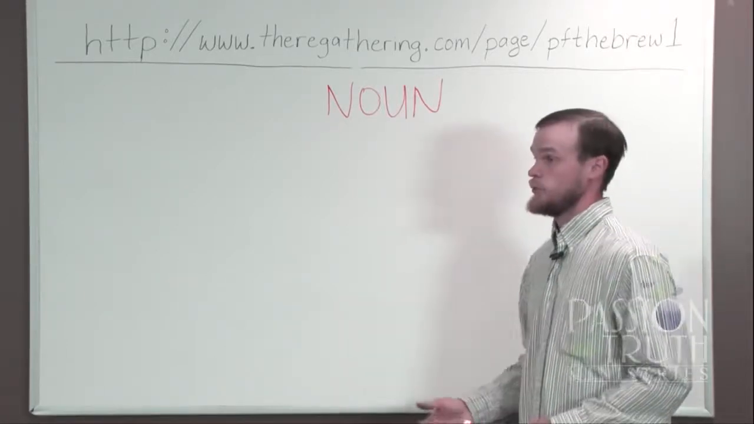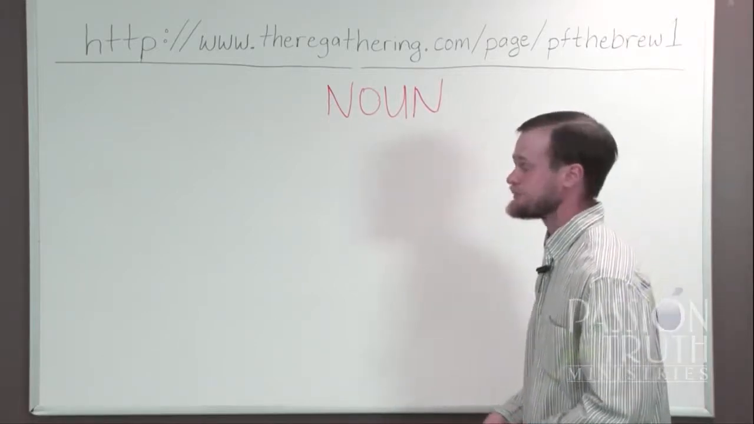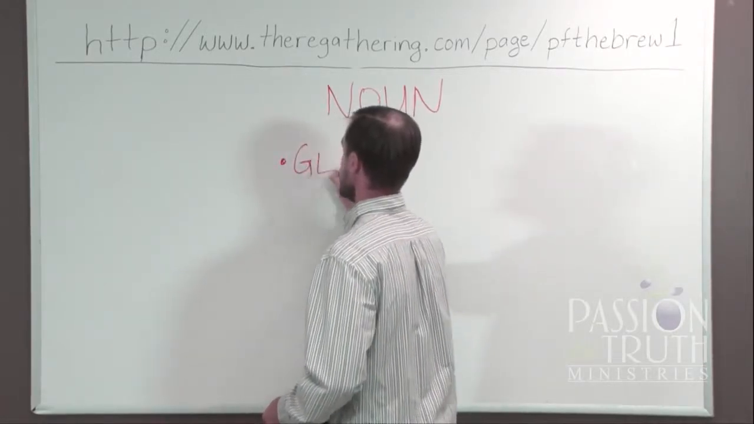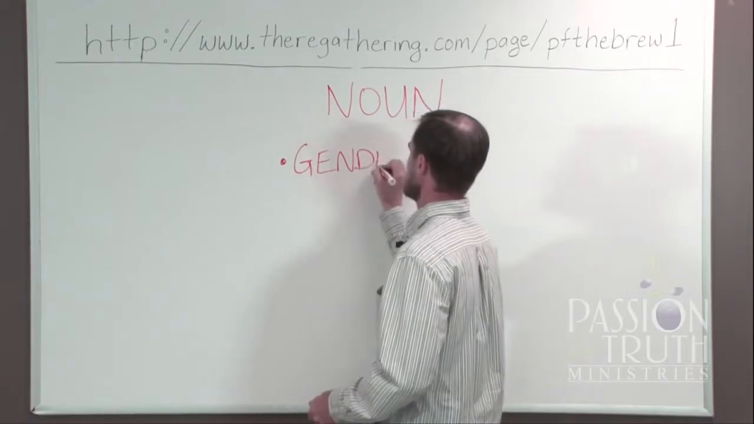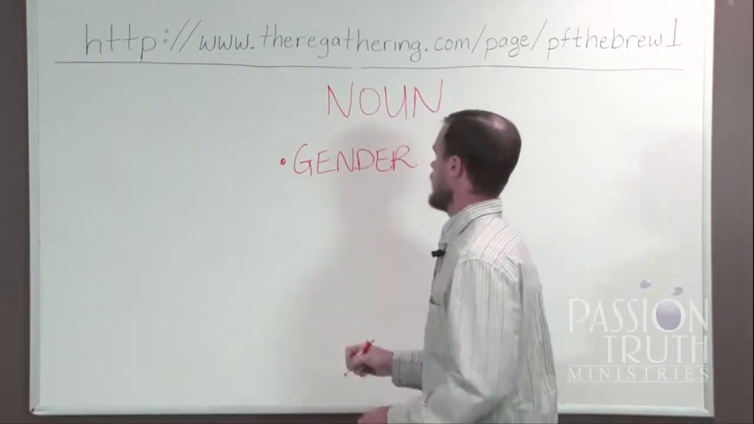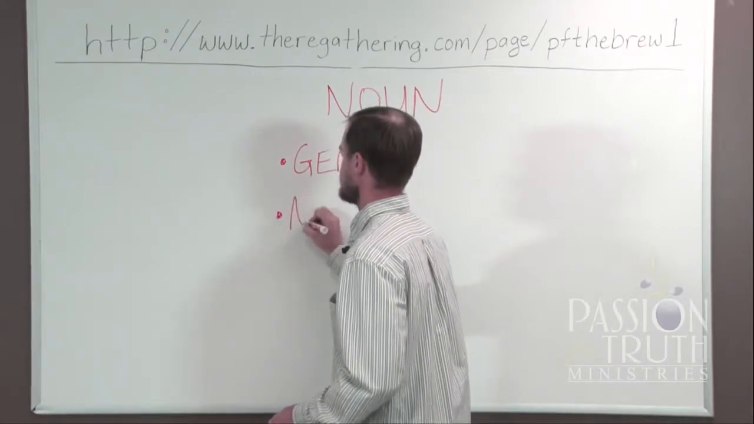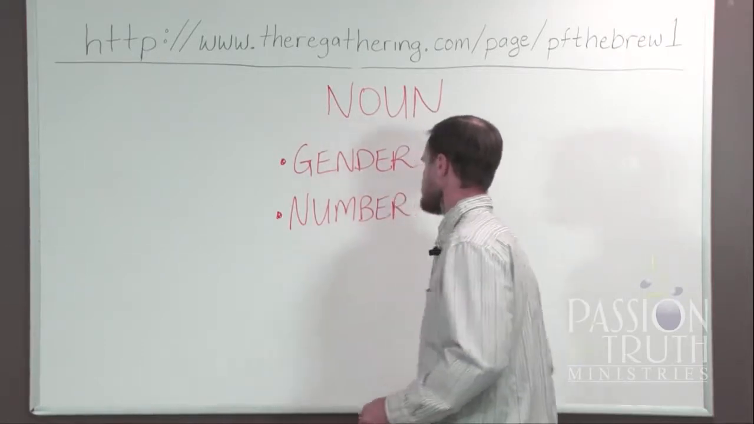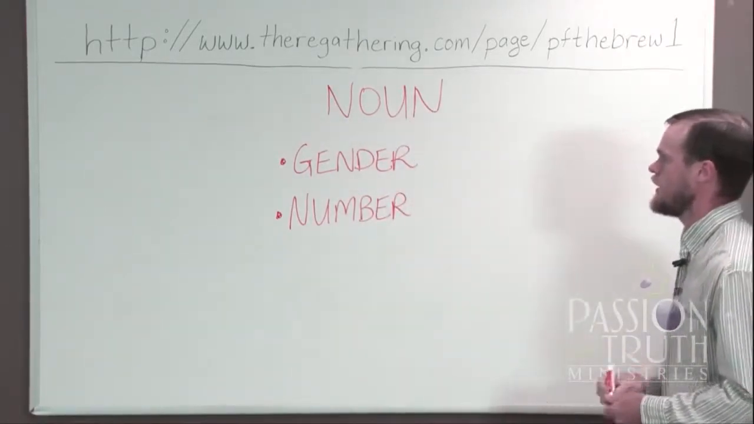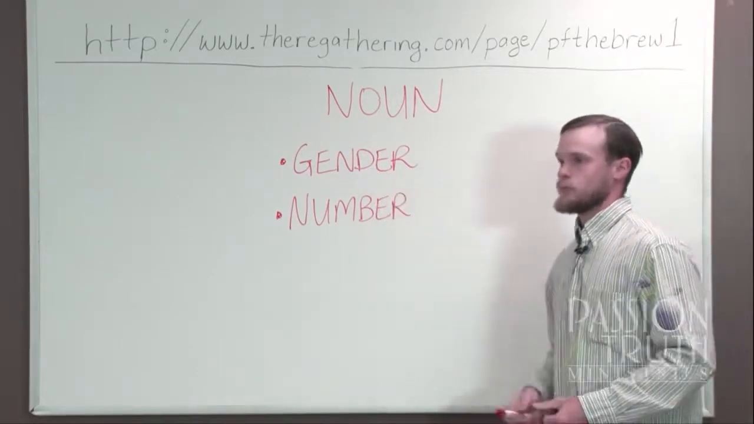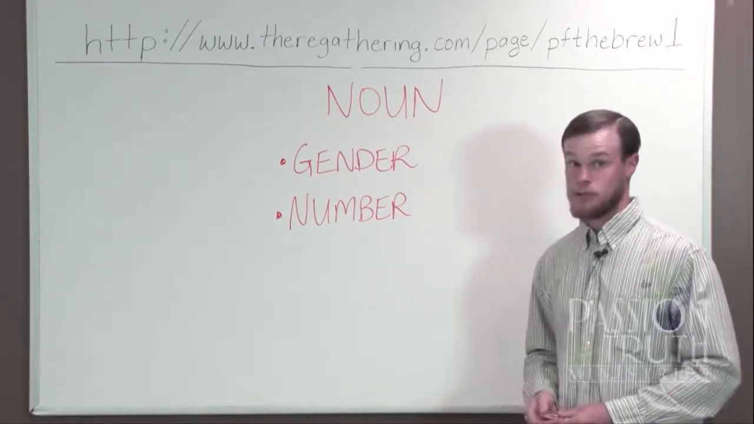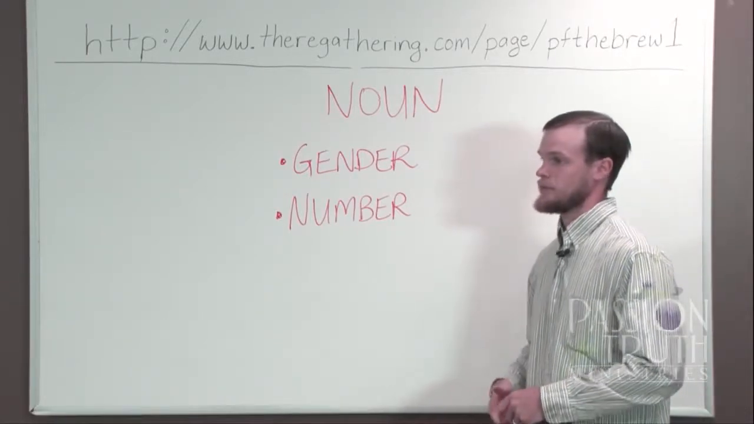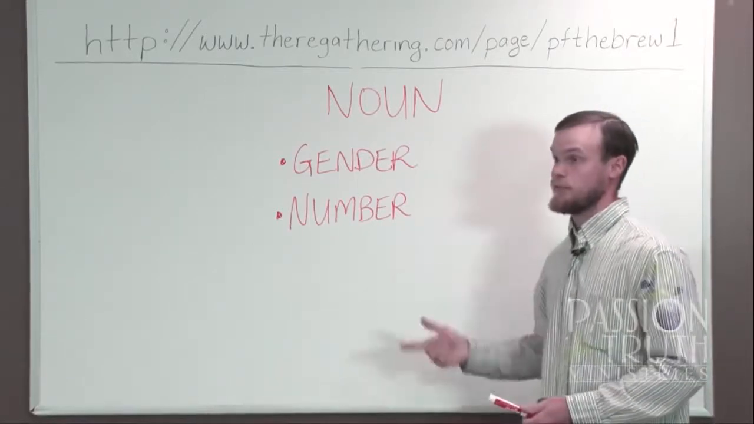All nouns in Hebrew have two basic properties. Okay, the first property is called gender. The second property is called number. Gender is a property that we lack in English, and sometimes it's hard to wrap your mind around exactly what that means. There are two genders in Hebrew, masculine and feminine.